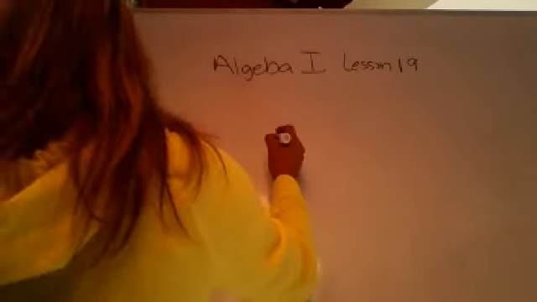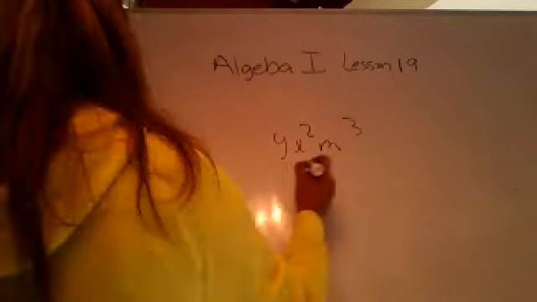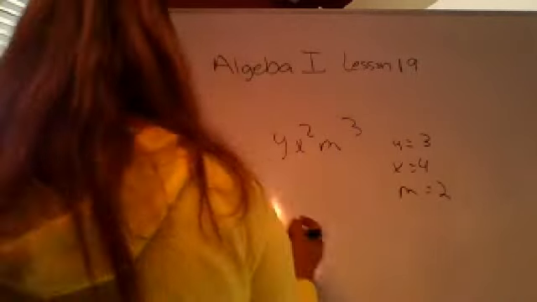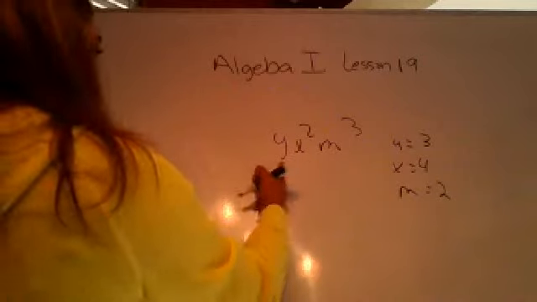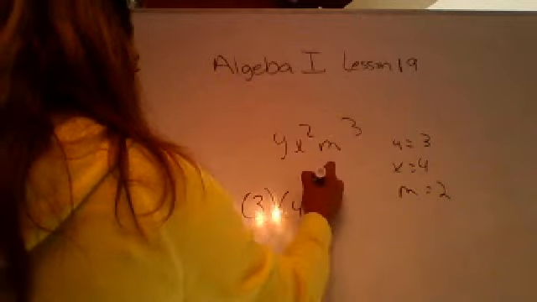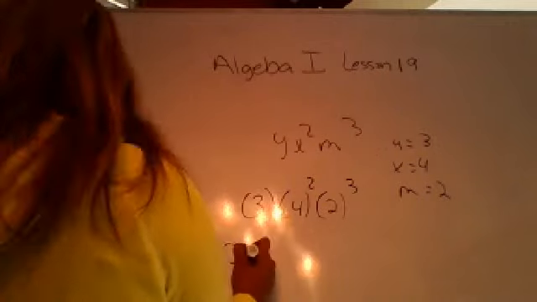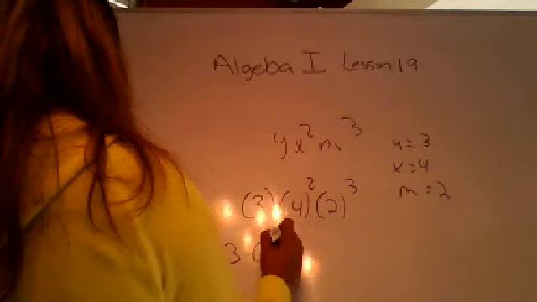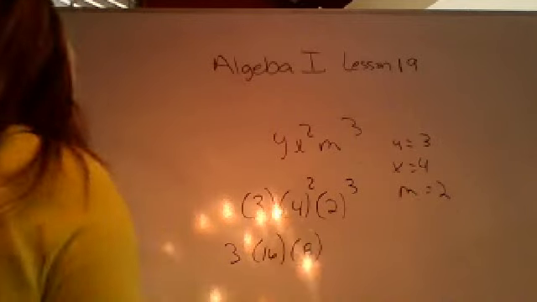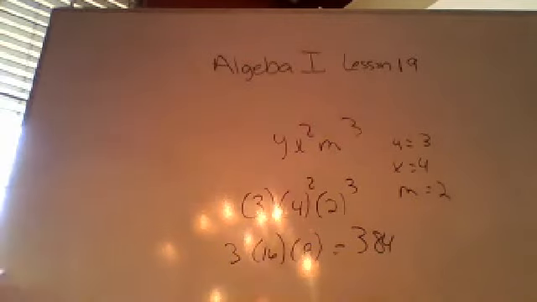Now how do you evaluate powers? So let's look at this one, 19.d. If I have y x squared m cubed, and I said y is equal to 3, x is equal to 4, and m is equal to 2. Simplify this expression. Well, y is 3. This all means times. What is x? 4 to the second power. m is 2 to the third power. So 3 times 4 squared is 16, times 2 cubed is 8, and multiply 3 times 16 times 8, and I get 384. Remember, when you have variables next to each other, it means multiplication.